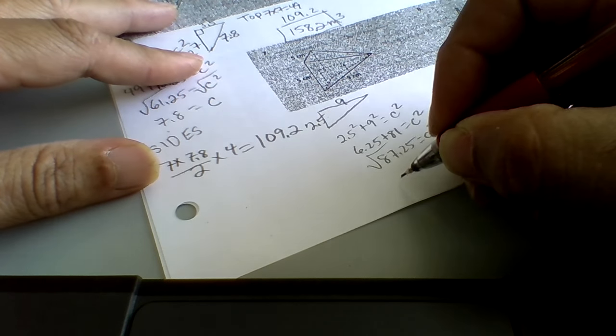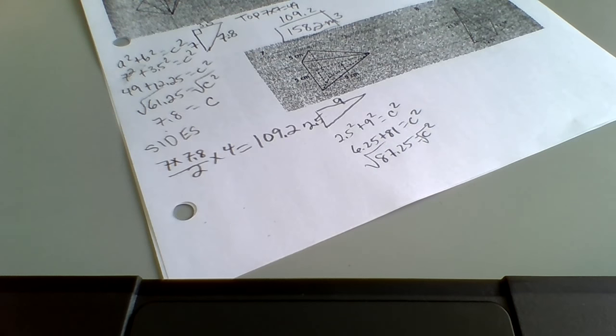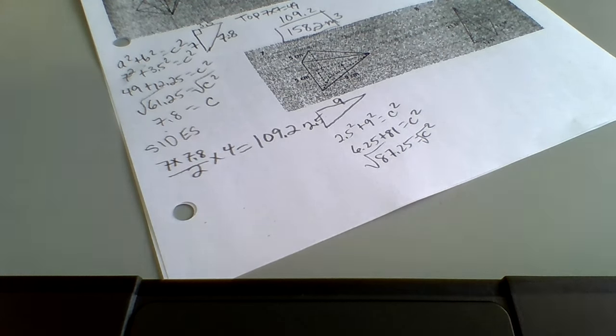Take the square root. Sorry about that. I thought I had it, but looks like I don't. All right, so take the square root of 87.25. Square root of 87.25 is going to be 9.3.